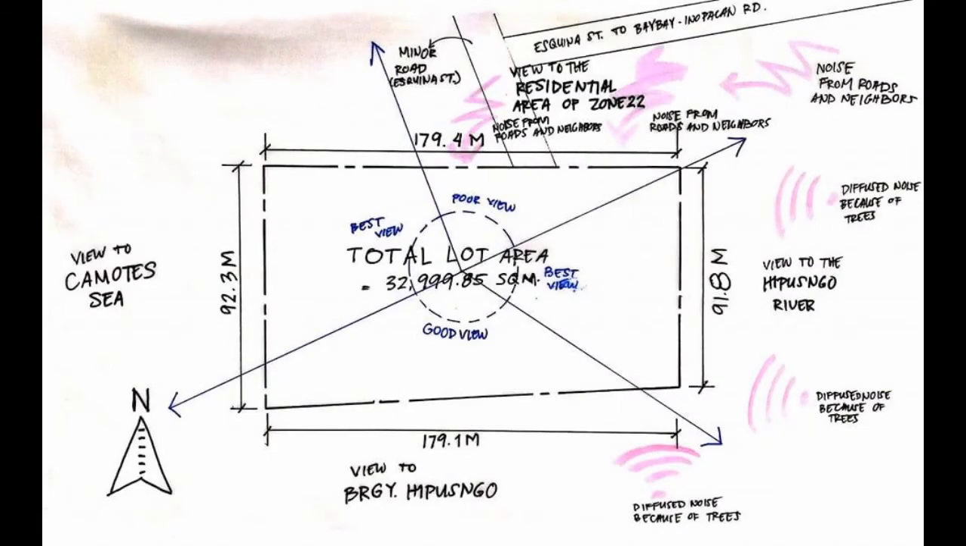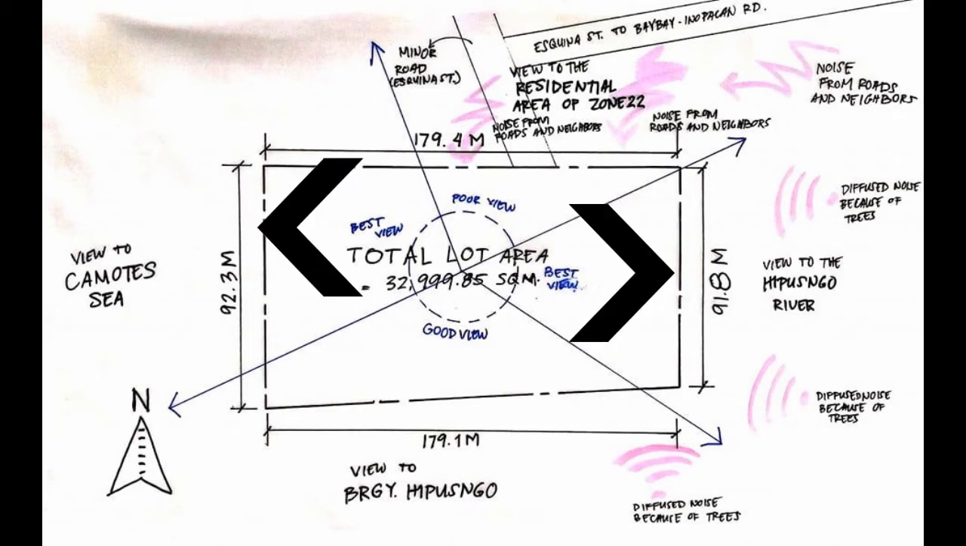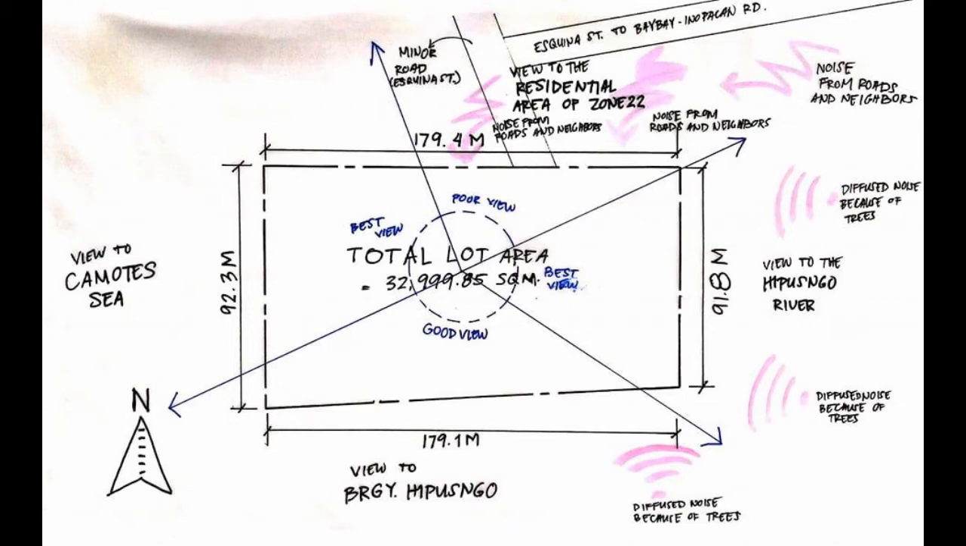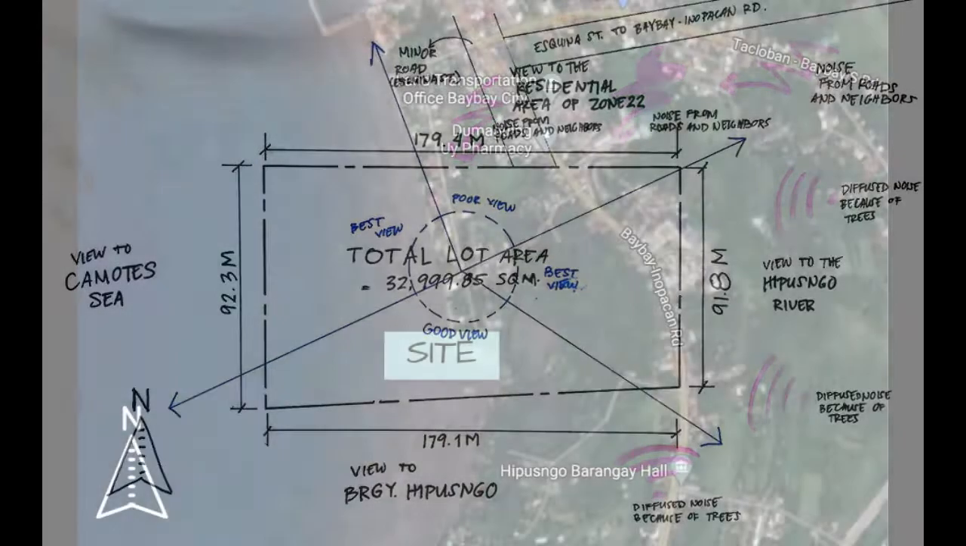Now for sensory. In my site, we have the Camotes Sea on the west. On the south is the Barangay Hipposno, and on the east is the Hipposno Riverbank. Best views from the site are mostly coming from the Camotes Sea and Hipposno Riverbank, since it provides a great sight of nature and is good for taking photos, especially at the times of sunrise and sunsets.